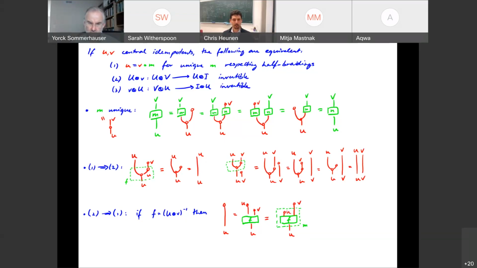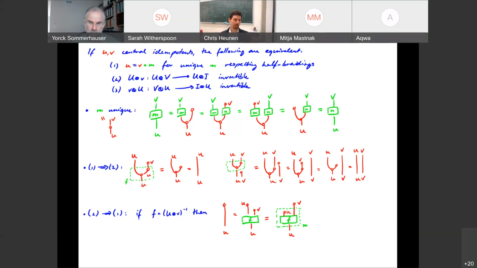Okay, now let's look at 1 implies 2. So suppose that there is some morphism M such that U is V after M. I'm going to prove that big U tensor little v is invertible. I've done this by a series of pictures here. And I'll explain the pictures first, and then what they say is in the dashed green box, that's an inverse for the map we're looking to invert.